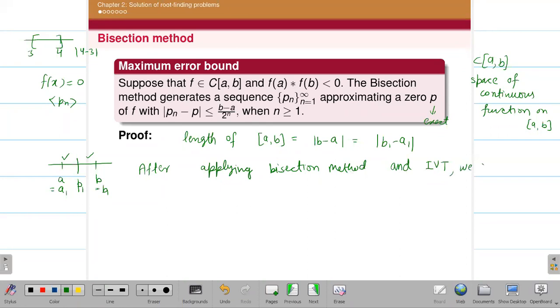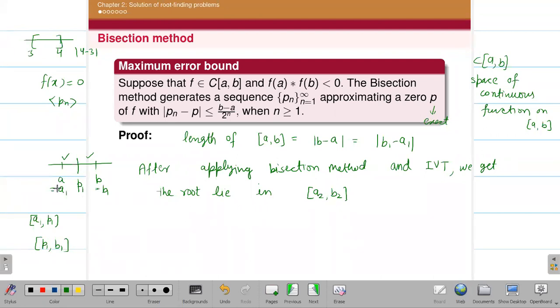So what we got? We get the root lie in, suppose it is A2, B2. Means either I choose this interval or this interval. Because this is a general function, I cannot say about negative and positive sign here. So suppose I am taking A1, P1. Then I will call A1 as A2, P1 as B2. And if I choose P1 and B1, then I will choose P1 as A2 and B1 as B2.